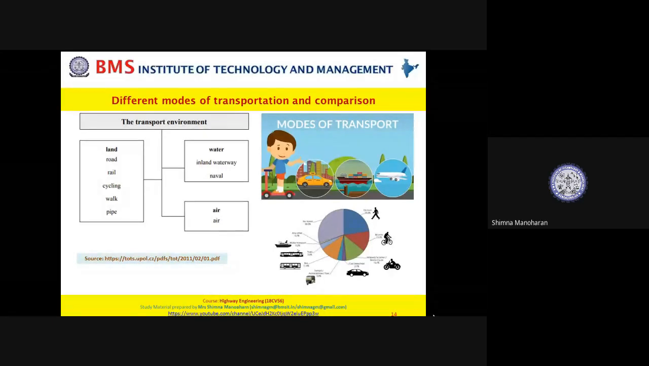So, different modes of transportation systems and their comparison. I don't think I have to explain much. So here the transport environment, mainly you have three: land, water, and then air. So in land you have road, rail, then cycling, walking, and then the pipe systems. In water you have inland waterway and then the naval, and then air. So this is the contribution of the transport environment.